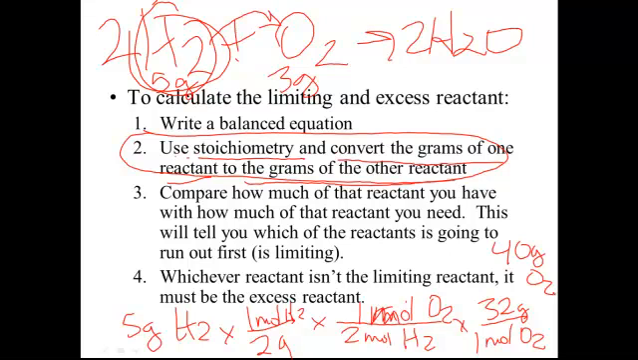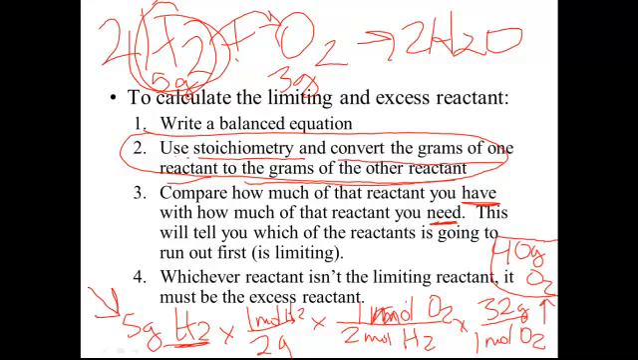Okay, now step number 3. So we're done with step number 2. We've converted from grams of one reactant to grams of our other reactant. Step number 3, you're going to compare how much of that reactant you have with how much of that reactant you need. And those are 2 real important words right there: how much you have versus how much you need. This is going to tell you which of the reactants is going to run out first. It's going to tell you which one is the limiting reactant.